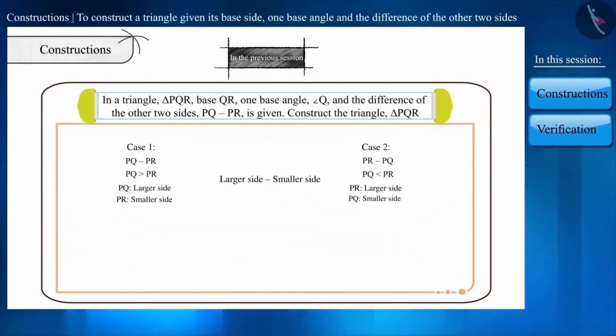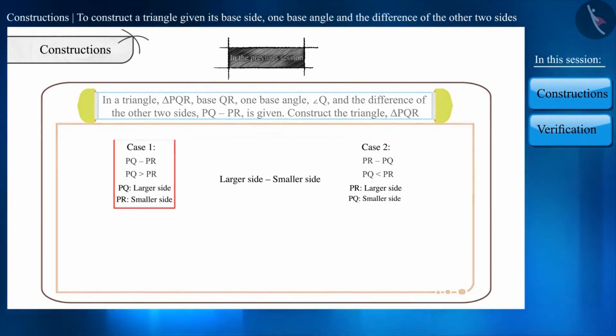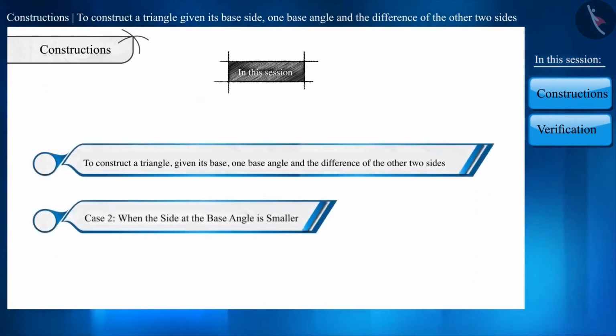We divided the difference of the sides in two cases. Case 1, when the side formed from the base angle is larger than the other side, and case 2, when the side formed from the base angle is smaller than the other side. And in the previous video, we understood the construction according to case 1. In this session, we will understand the construction of a triangle according to case 2.